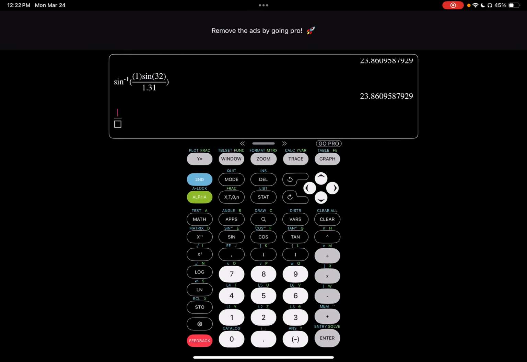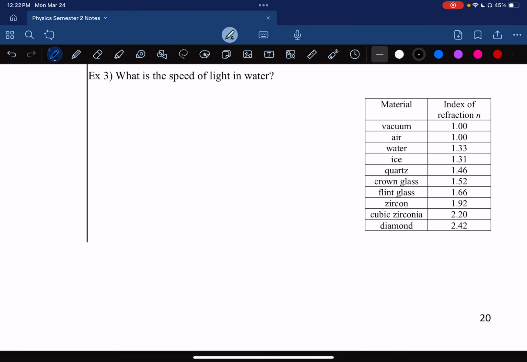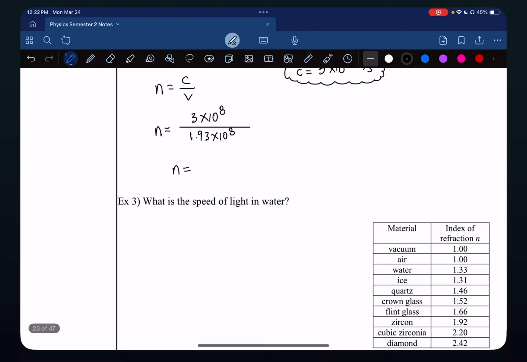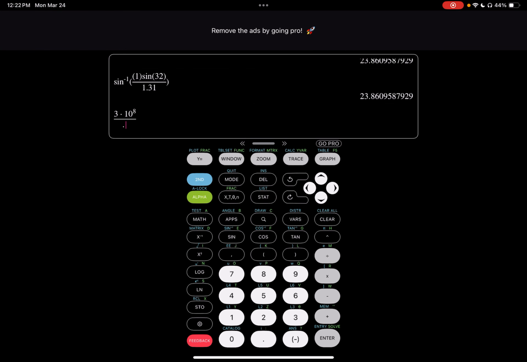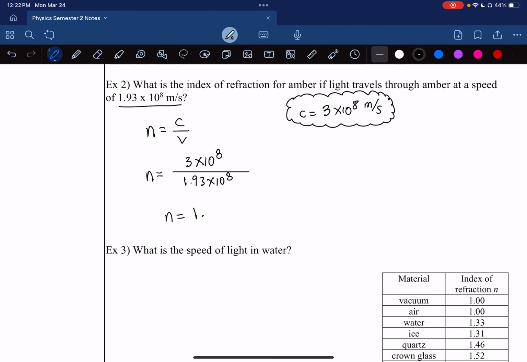I just need a fraction. 3 times 10 to the 8, over 1.93 times 10 to the 8. Cool. The index of refraction is 1.55. There are no units because the units cancel.